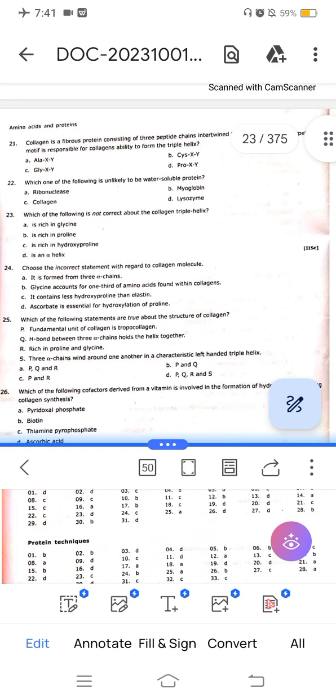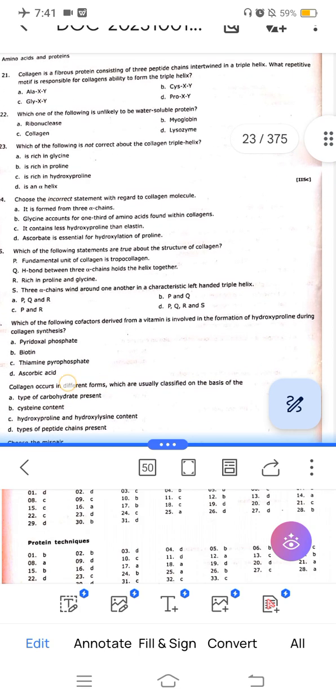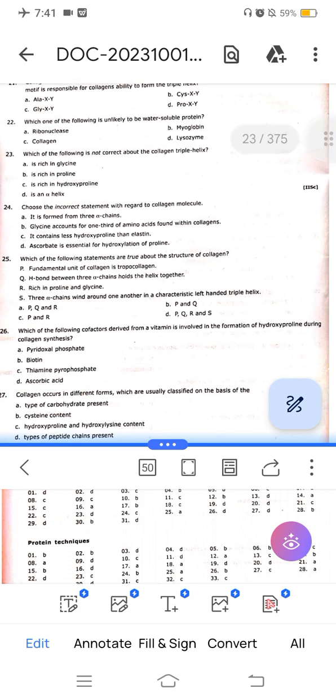Which one of the following statements is true about the structure of collagen? 25, A. The fundamental unit of collagen is tropocollagen. Yeah, that's right. All others turn out to be not correct. P, Q and R are correct. The fundamental unit of collagen is tropocollagen. H bonds between 3 alpha chains hold the helix together. P, Q and R. R is also correct. Rich in proline and glycine.